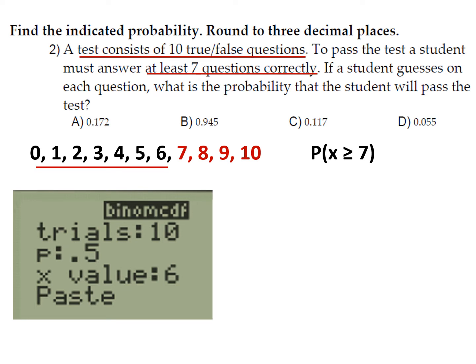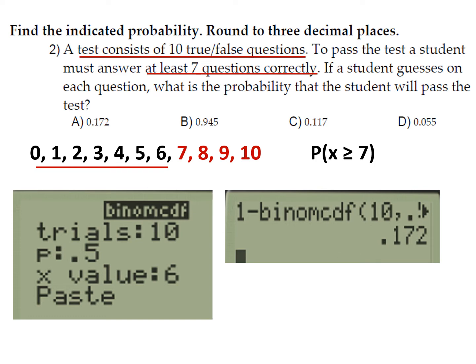CDF. All right, 10 trials, probability of a success, 0.5. I'm looking for exactly 6. It's going to add the probability of 0, 1, 2, 3, 4, 5, and 6, and stop to get the answer to 6. Then I'm taking this and subtracting it from 1, giving me the probability of 7, 8, 9, or 10 to be 0.172, letter A.